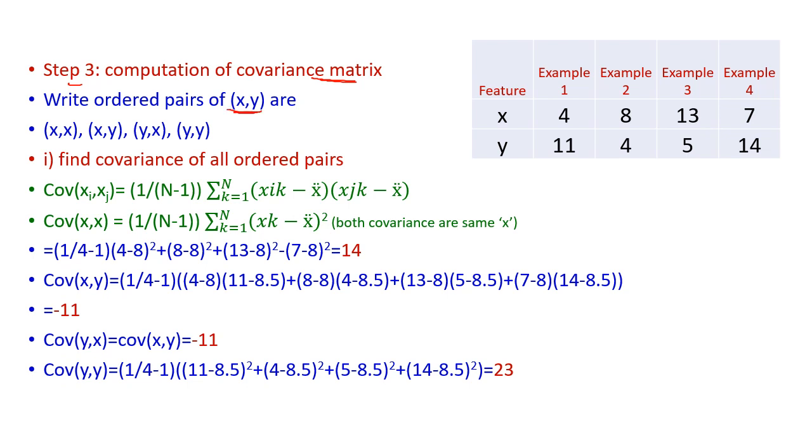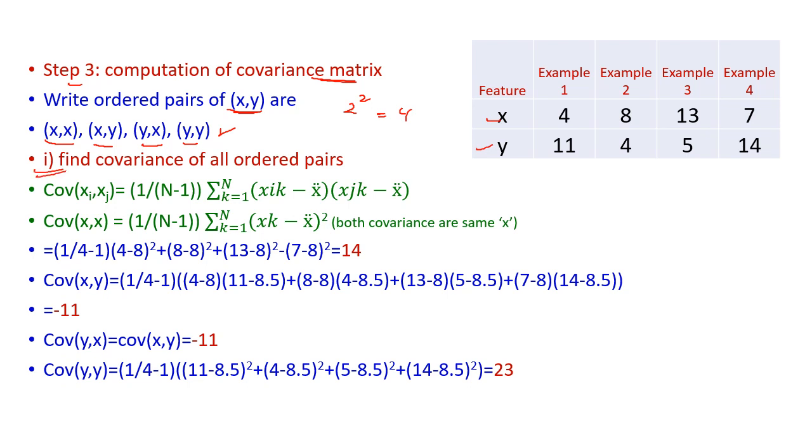Here we have two variables X comma Y. So two variables are there. So the number of ordered pairs is 2 power 2, which is equal to 4. So XX, XY, YX and YY. These four are the ordered pairs of X comma Y.